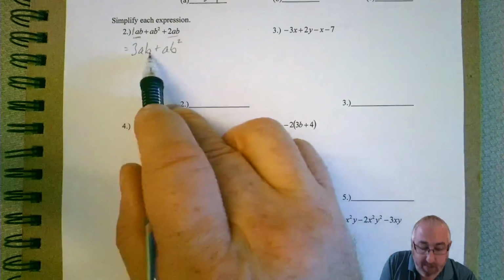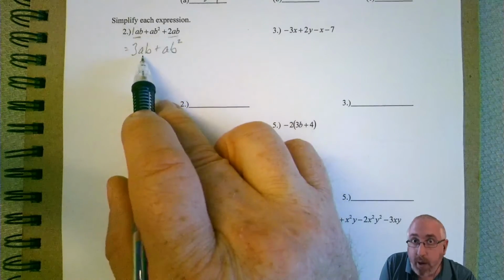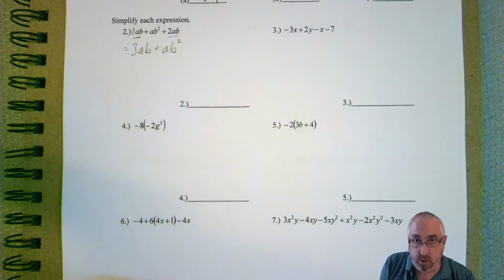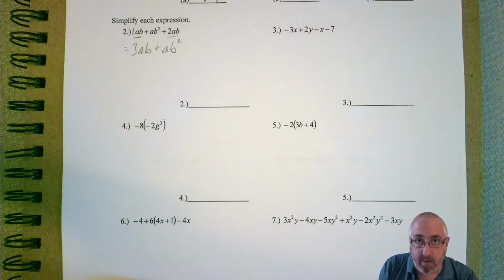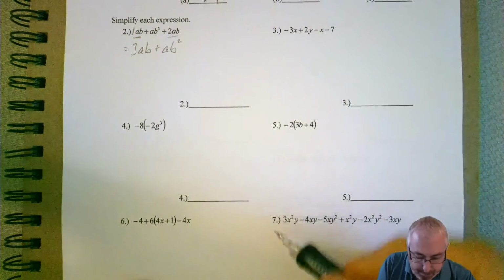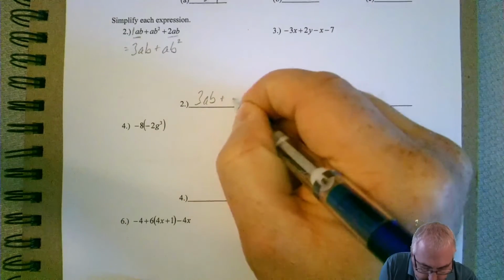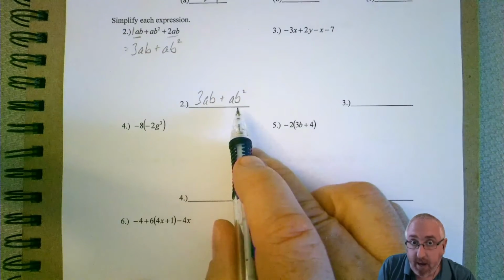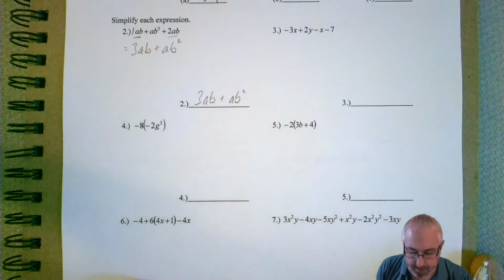Remember, you don't have to do anything with the variables. You're not going to say, okay, I got an A and an A, that's an A squared. You don't have to do that. You just use that as a way to connect the two terms, but then you only combine the numbers in front, and that's it. Don't combine the variables. So that would be our first answer. Now, remember, the order of the terms doesn't matter, so we could have had these flip-flopped, and it's still the same thing, so you're good.